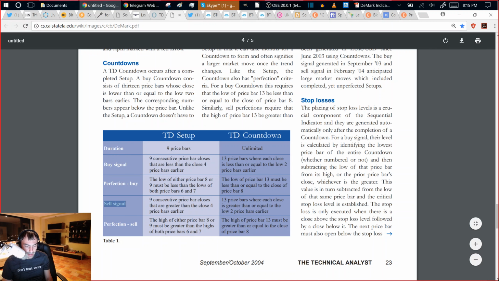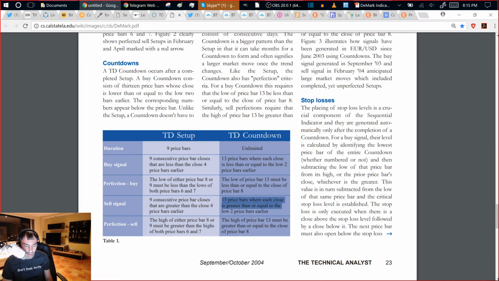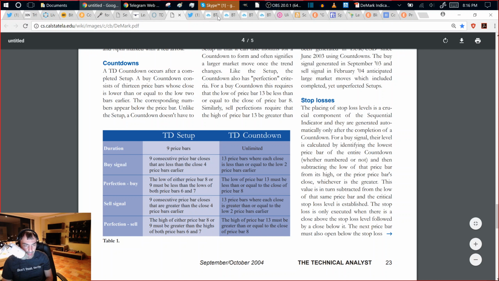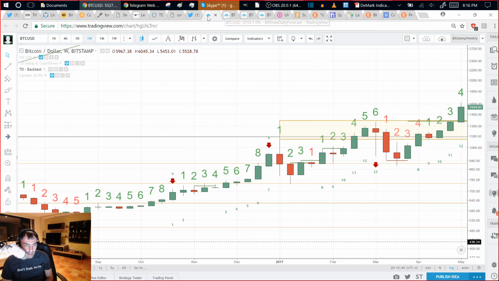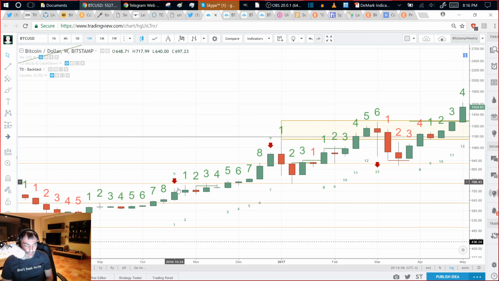You can review the math rules, it's right here, the countdown. So it's 13 price bars where each close is greater than or equal to the low, sorry, each close is greater than or equal to the low of 2 price bars earlier. So the math rules are public. So once you know you have to jump back into your bullish trade, you're now watching the countdown for exhaustion of the up move that the 9 kicked off.